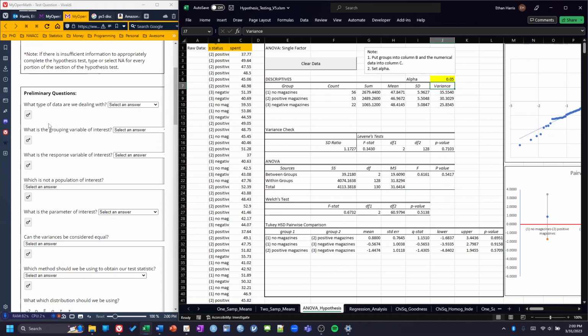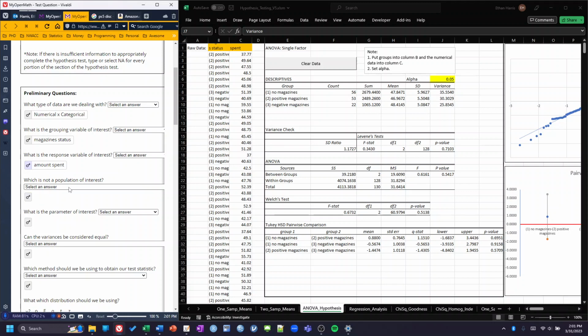So what type of data are we dealing with? In this scenario, when we're dealing with ANOVA, we're dealing with numerical by categorical data. We have both numerical and categorical, but our categories are just trying to differentiate our groups, and the numerical data is what we are really interested in. The grouping variable of interest here is going to be our magazine status: were there no magazines, positive magazines, or negative magazines? The response variable of interest is going to be the amount spent. What we are comparing between these groups is how much money was spent at these registers.